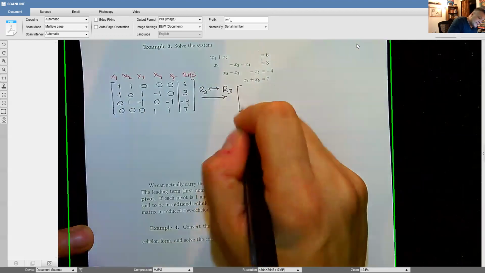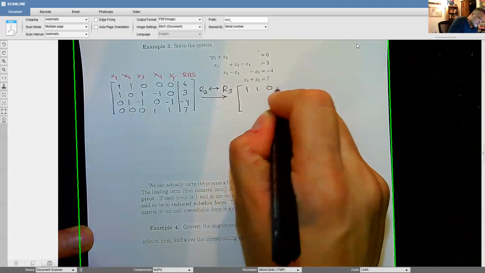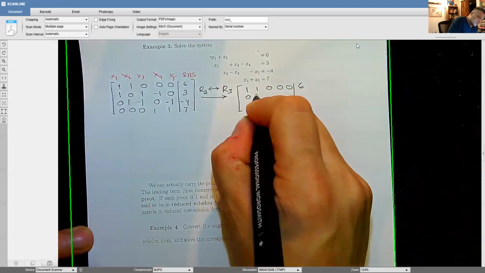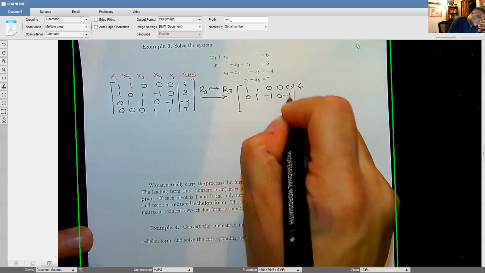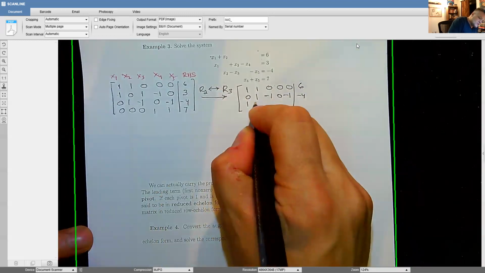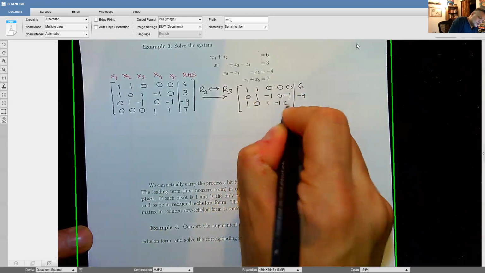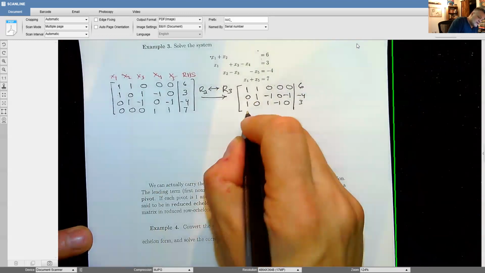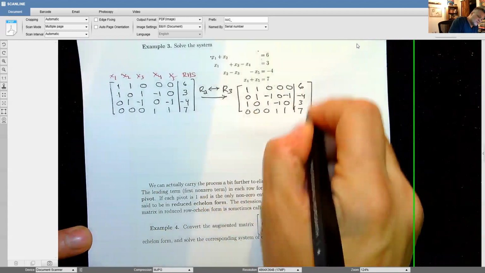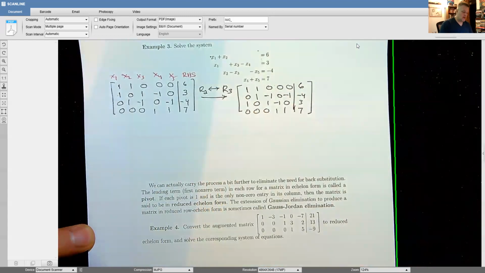So let's do that. Leave the first row alone: 1, 1, 0, 0, 0, 6. Replace with 0, 1, negative 1, 0, negative 1, negative 4. That's row 3 is now row 2. Row 2, 1, 0, 1, negative 1, 0, 3, that's now row 3. And then 0, 0, 0, 1, 1, 7. That is row 4. I didn't change that.